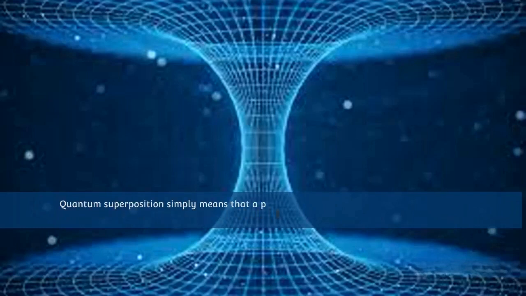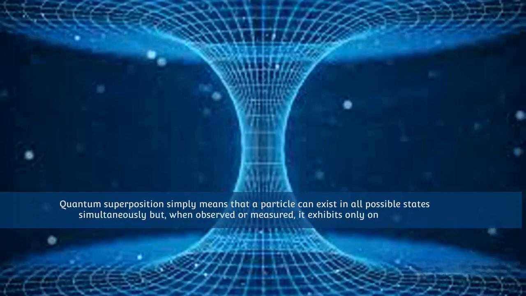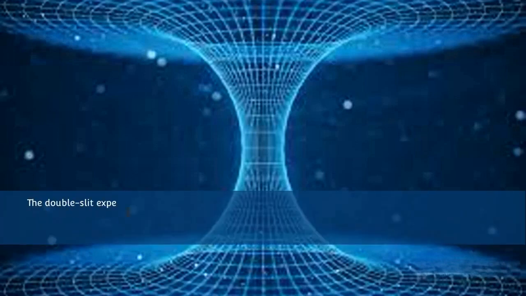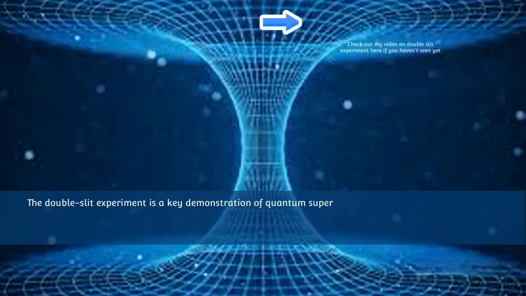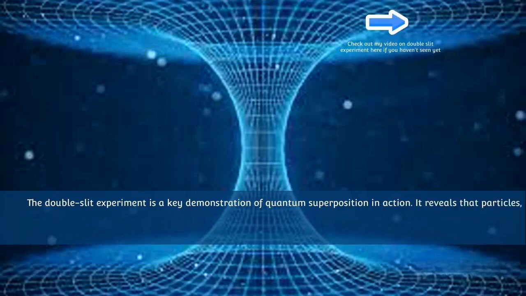Quantum superposition simply means that a particle can exist in all possible states simultaneously, but when it is observed or measured, it exhibits only one state. The double slit experiment is a key demonstration of quantum superposition in action.